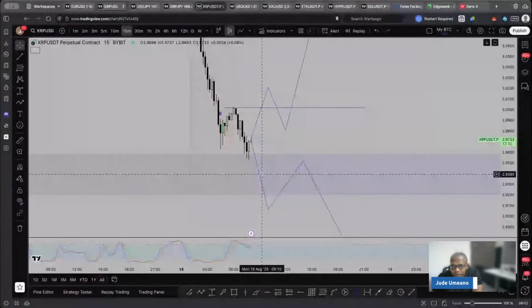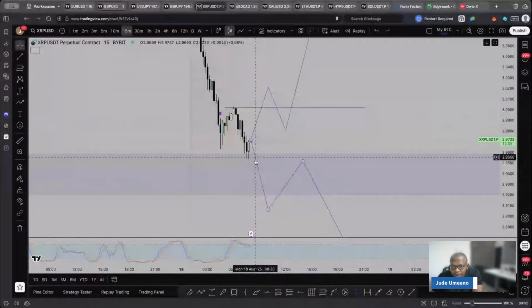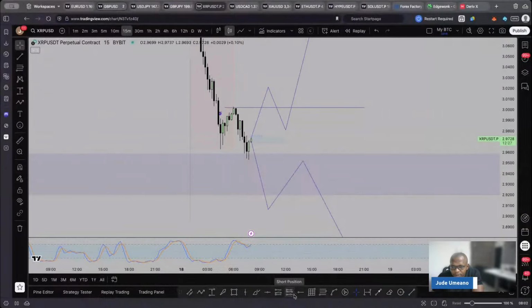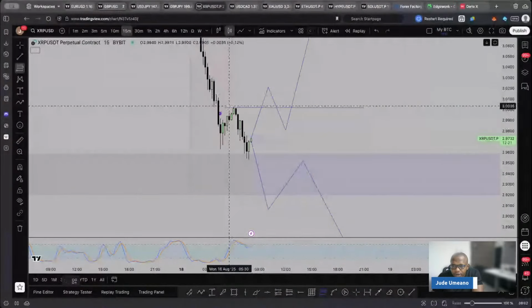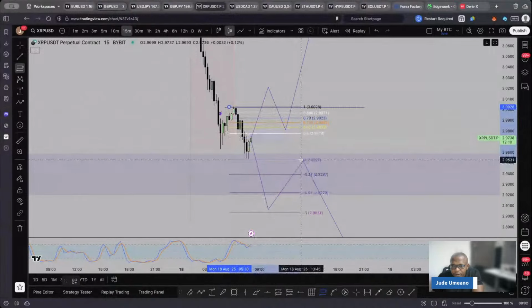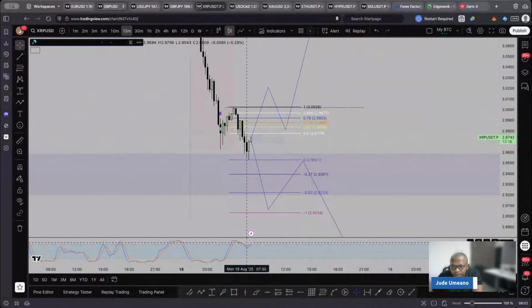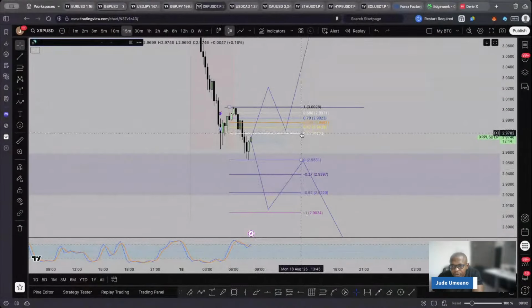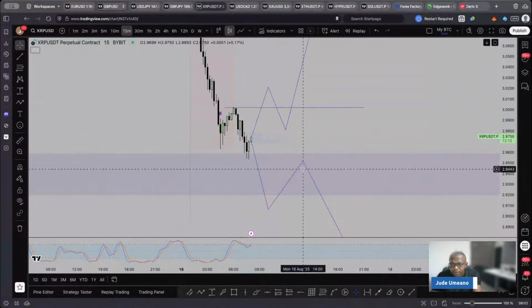If we are not in a demand zone, I might consider pulling out my Fibonacci and marking out a supply zone, or pulling out my Fibonacci and waiting for a confirmation entry from the stochastic RSI below before I take a trade to go down further below. So that is that for XRP.